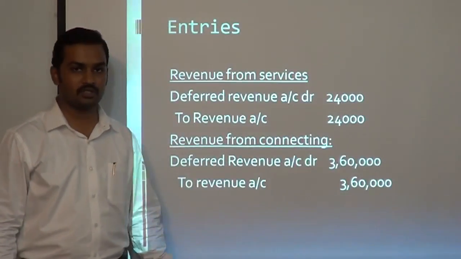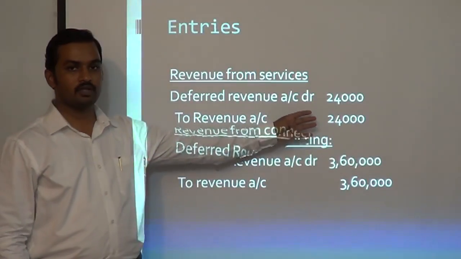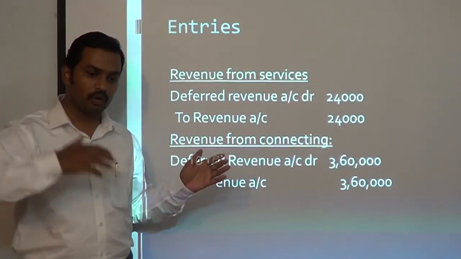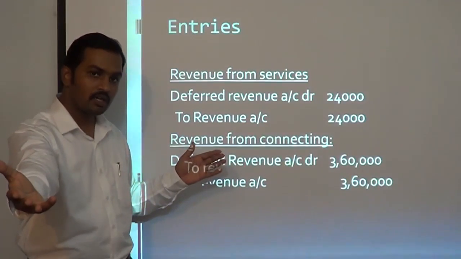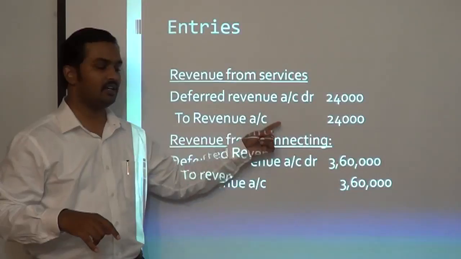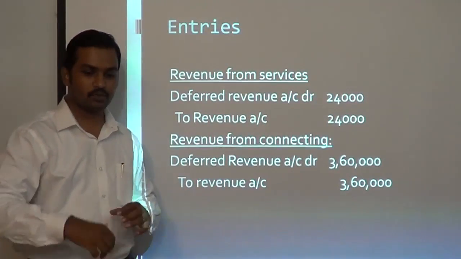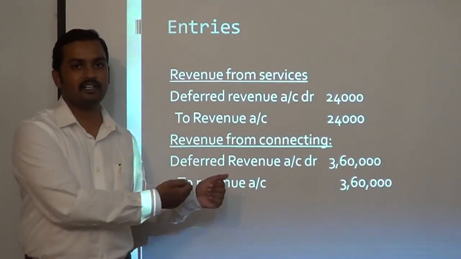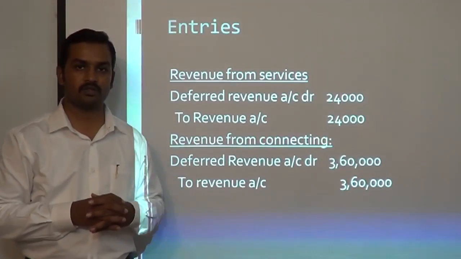As soon as I connect the customers to the telecommunication network, I can pass this entry, deferred revenue account to revenue account, 3,60,000 rupees. So 2,40,000 will be deferred and recognized over the period in which I provide access to the supply of goods and services, which is 10 years. So 2,40,000 divided by 10, 24,000 every year will be recognized. Connectivity: as soon as I connect, my responsibility is over. I can recognize 3,60,000 as income in my books of account.